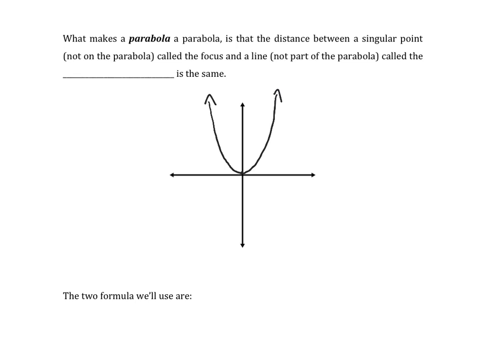Well, what makes a parabola is the distance between a singular point, not on the parabola, called the focus. We've seen that point many times before. And a line, also not part of the parabola, called the directrix. It's direct and then trix. Directrix is the same. So it's a little bit confusing.